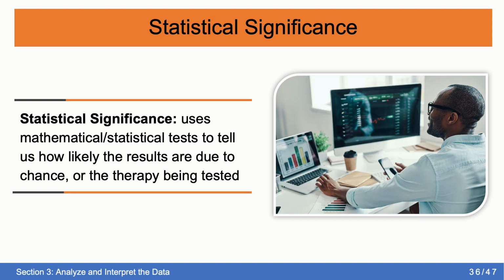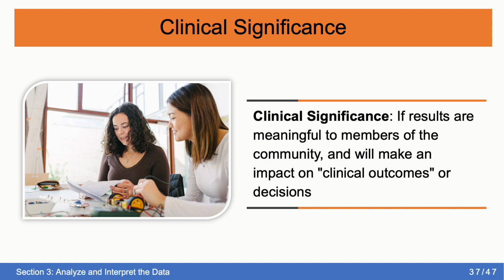Statistical significance uses mathematical statistical tests to tell us how likely the results are due to chance or the therapy being tested. Clinical significance is if results are meaningful to community members and will make an impact on clinical outcomes or decisions. Clinically significant results can help families and clinicians make decisions about supports and services.